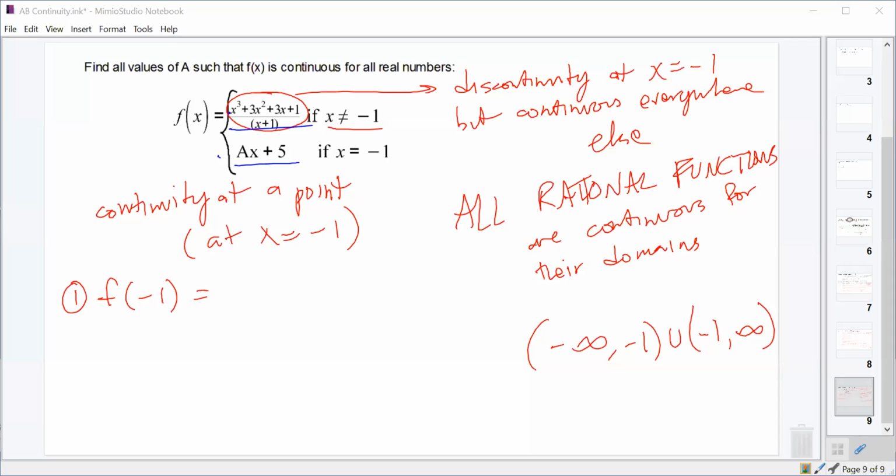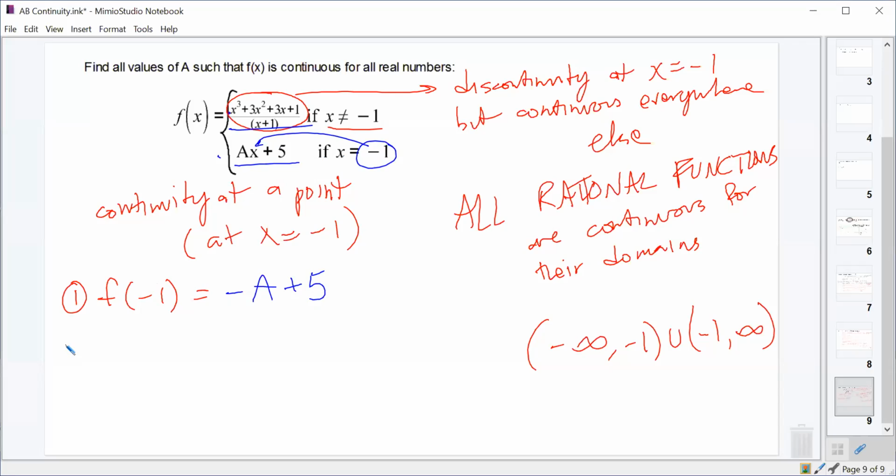What's f of -1? It's the ax plus 5 part, but if we're evaluating it at -1, we have to plug in that -1 for x, right? So that'll give us -a plus 5. Everybody good with that being f of -1?